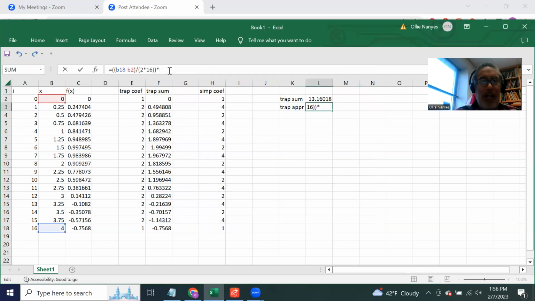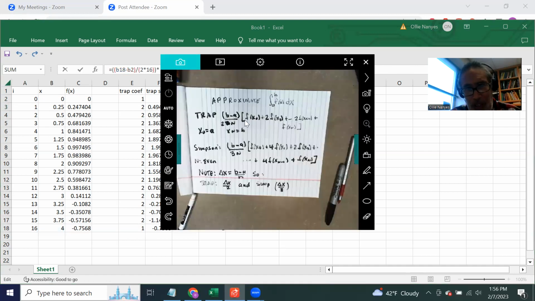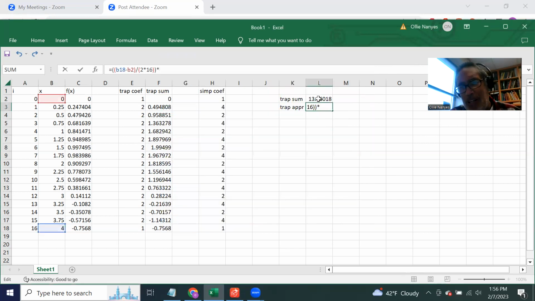Now I want to multiply that by all this stuff from this bracket to this bracket. Well, I've already added that up here, so that's going to be in cell L2. You can see it highlighted there. And that will be your trapezoid sum approximation for this integral of this f over this region here. Now let's do the Simpson sums.